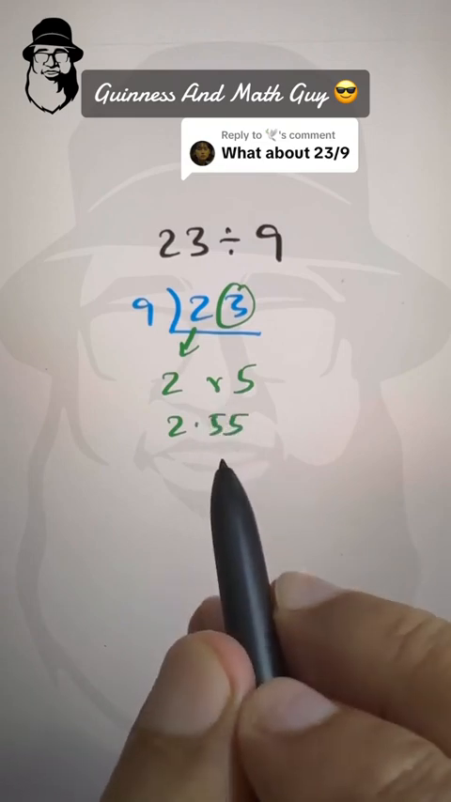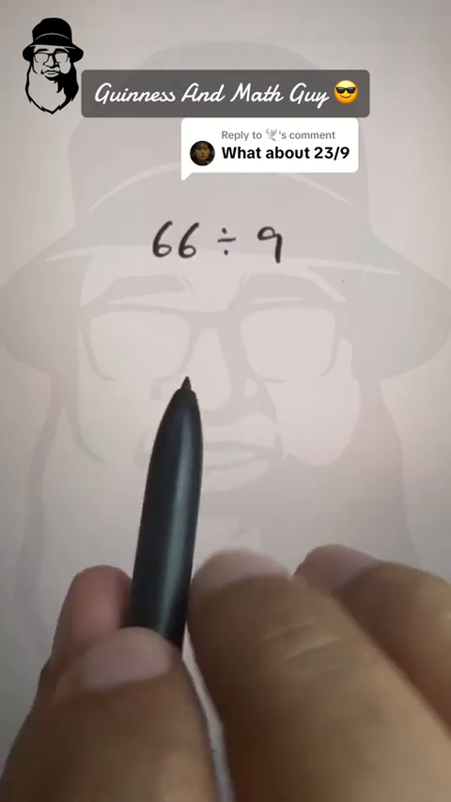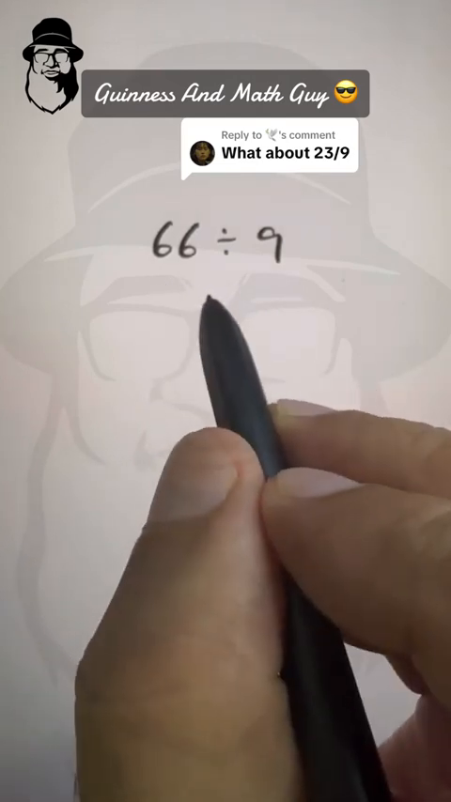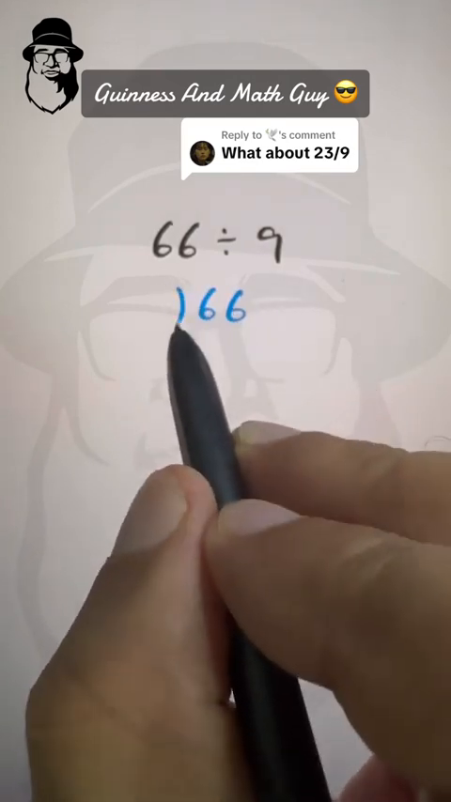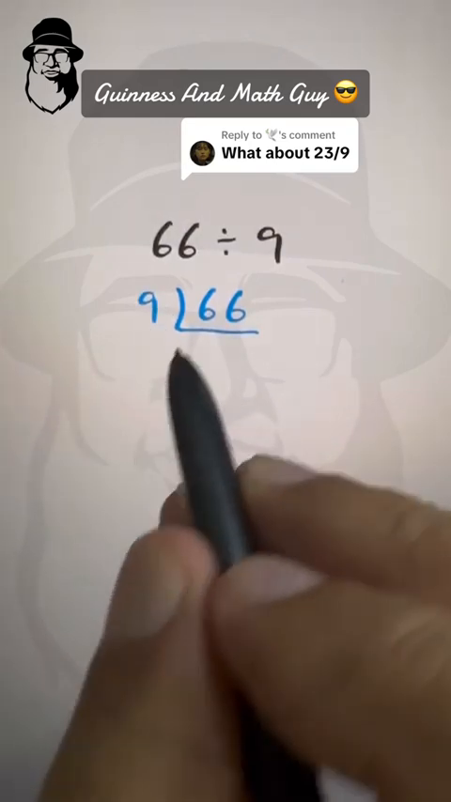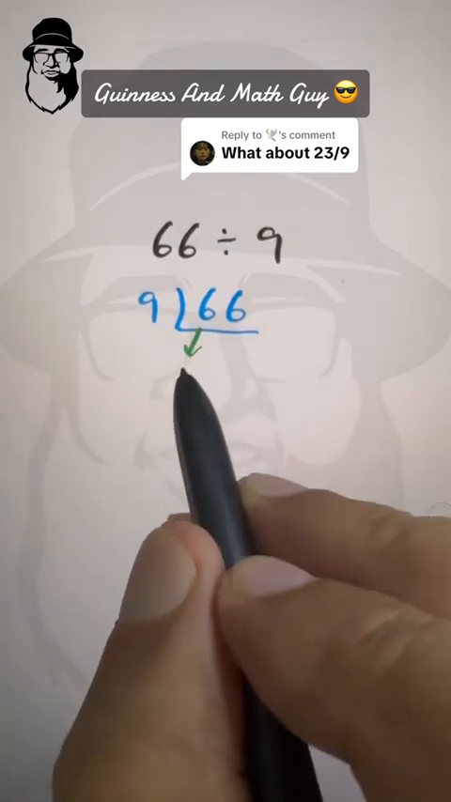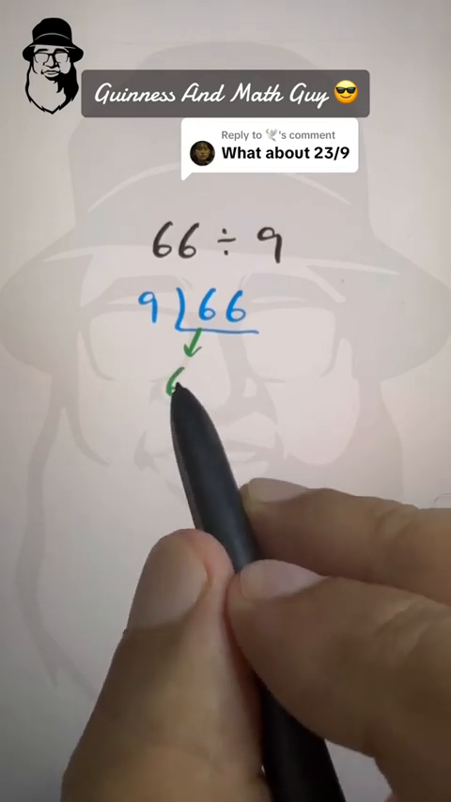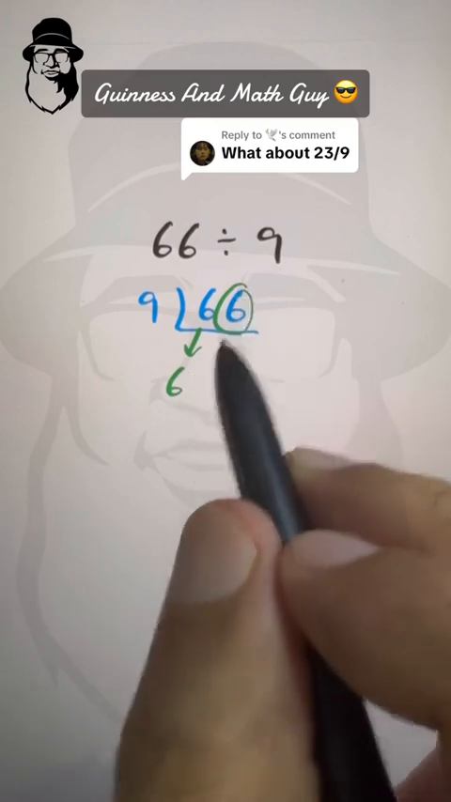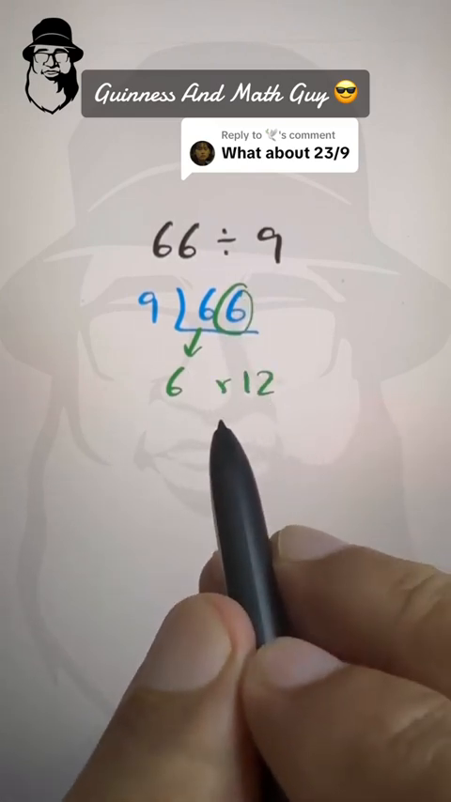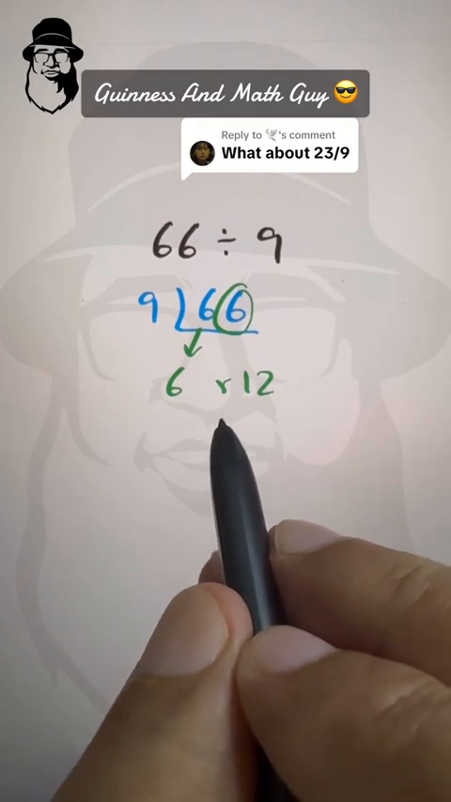23 divided by 9 is 2.55. That's the answer. Now sometimes we get a 2-digit answer when we add. Let's write 66 like this and divide by 9. Now bring down this 6. Here we have the first part of the answer, 6. But when we add 6 and this 6, 6 plus 6 is 12. So remainder 12. But remainder can never be equal to 9 or above 9.